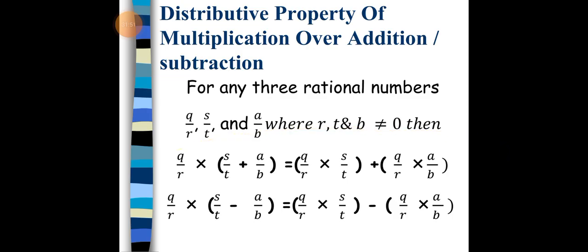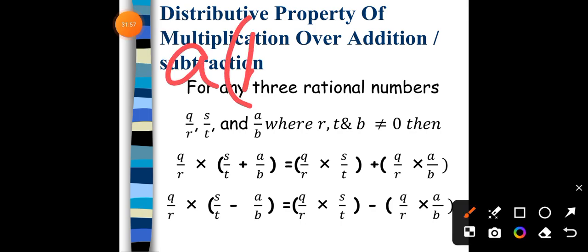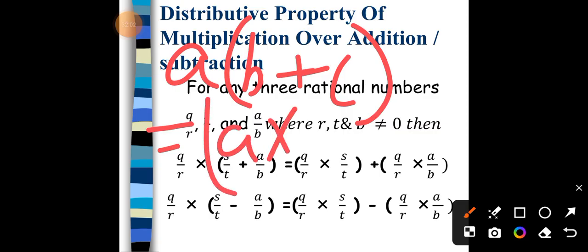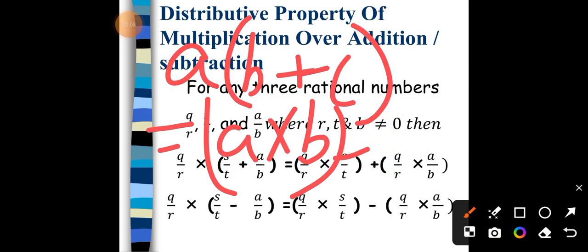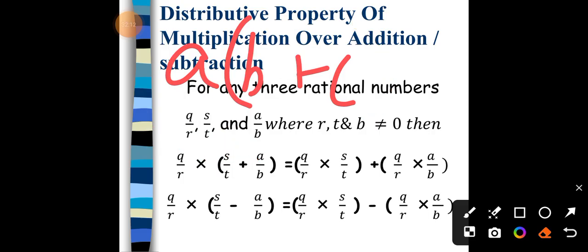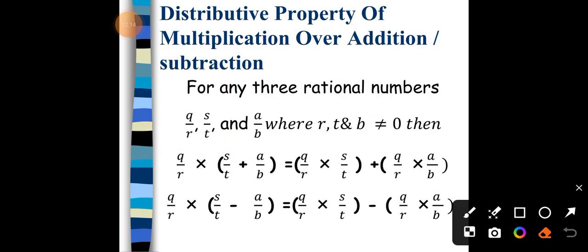Now it's the same thing as a into b plus c, that is equal to a multiplied by b plus a multiplied by c. It's the same as this, but here what we're taking is rational numbers in the form of fractions. So yeah, this is the only difference between them.